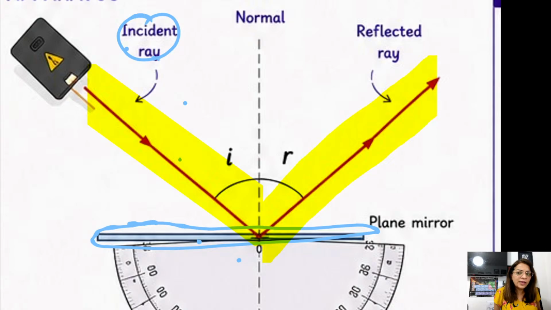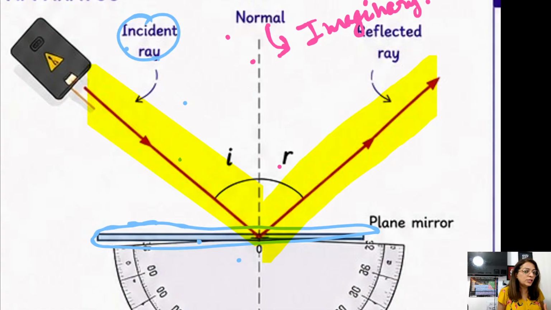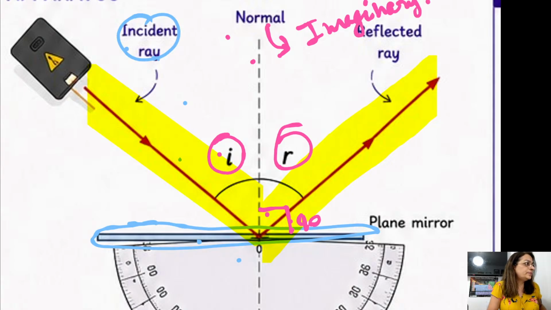You need to have a dotted line, that is the normal. This is an imaginary line, it's not existing. You just have to draw it at 90 degrees to the mirror. Okay. What you will find is this. What is this I called? What is this R called? At least write that in the chat. What does I called and what does R called?